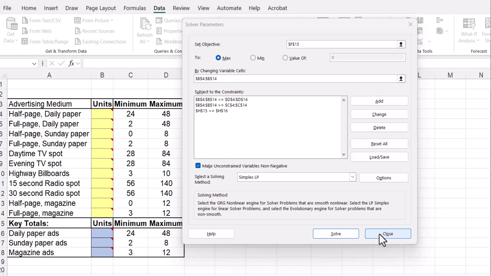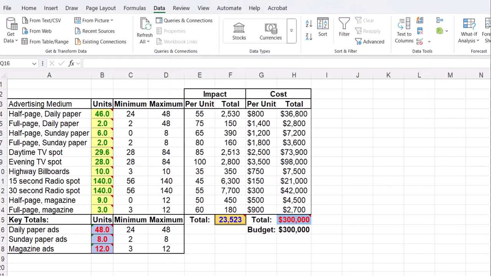And when I'm all done, I would hit solve. All right, so here's one that's solved, and it's showing me my total units of impact. Remember, that's what we're trying to maximize. So she'll get 23,523 units of impact. I'm going to spend the whole $300,000 budget. And you'll notice in B4 through 14, I now can tell her how many units of each type of advertising to run. The last thing I need you to look at is which of these constraints are binding.